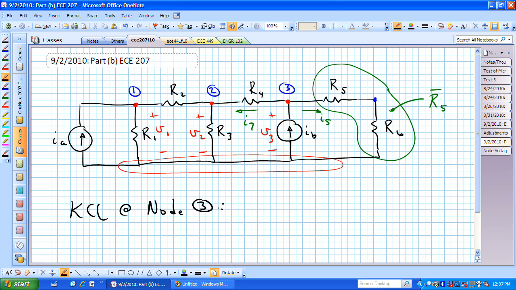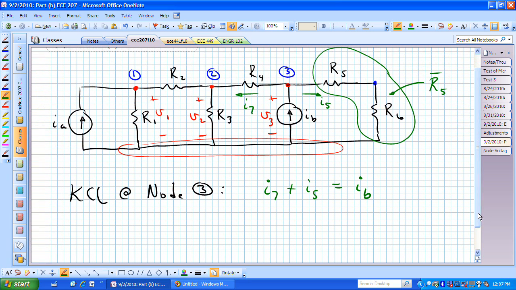For example, if I now want to do a KCL at node 3, I can see by the way that I have defined those currents that the currents going out of node 3 are I7 and I5, and the current coming in is the current source I sub B. And there's my KCL equation. What I now need to do is find I sub 7 and I sub 5. I sub B is a given, a given independent current source. But I sub 7 and I sub 5 I need to determine in terms of the node voltages that I have already assigned.